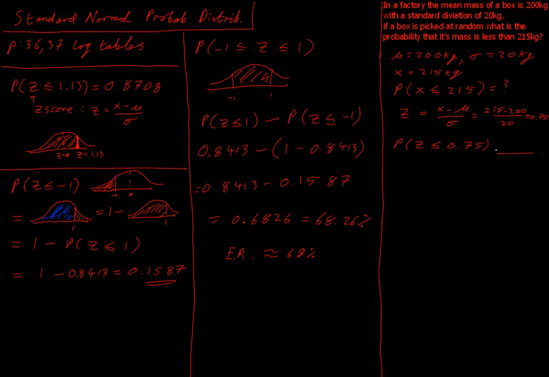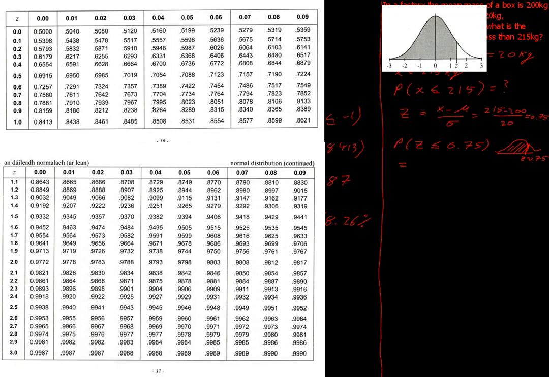I draw my little picture to keep track, but I can see that it's not going to be too much of a problem because this is a positive z-score and I'm looking for a less than. So I'm looking for less than, z is 0.75. So I go to my log tables and I read that off. Z of 0.7, across to 5. So I get 0.7734.